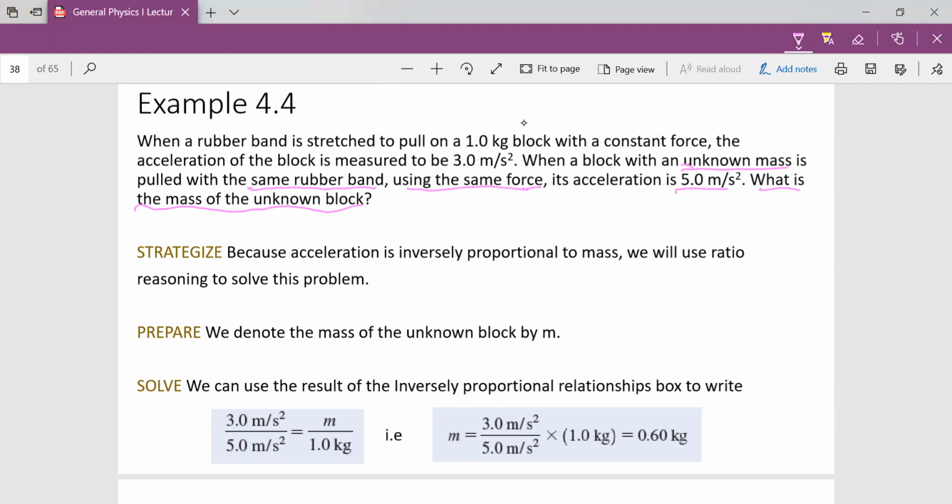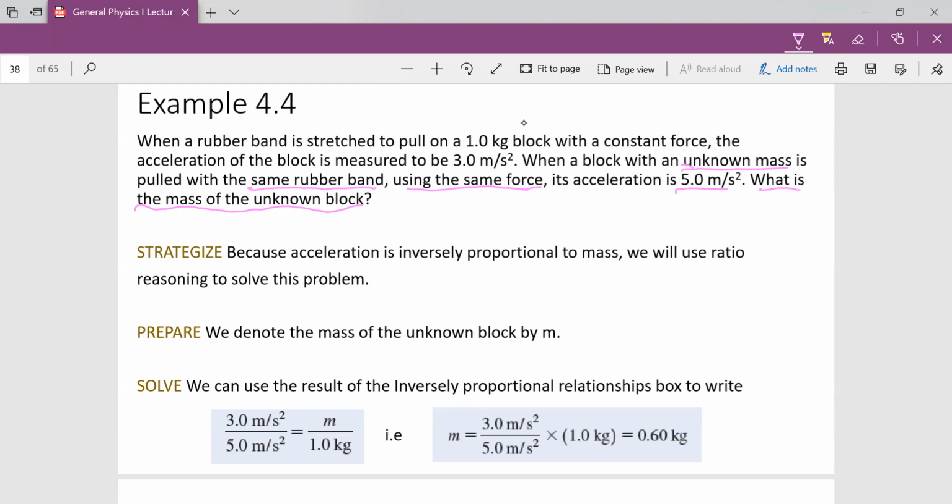Now, if you look at this question without applying any formula to it, it should tell you, from the acceleration, whether the mass is increasing or reducing, from the inverse proportionality relationship.